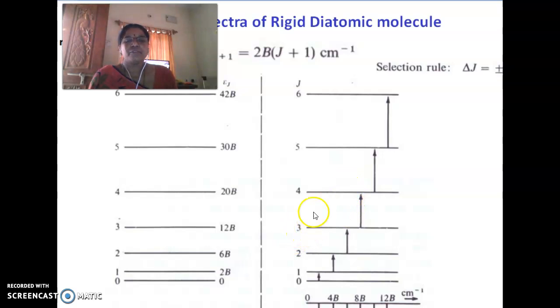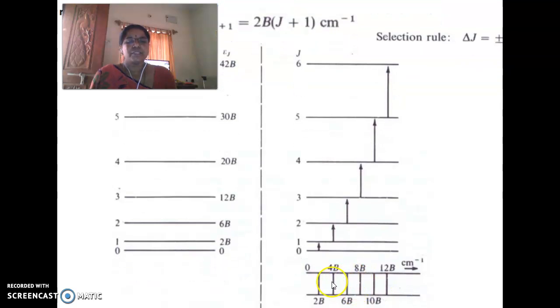Let us suppose we take 3 to 4. For 3 it is 12B, for 4 it is 20B, 20B minus 12B is 8B, here we got 8B. Like this, 5 to 6, 42 minus 30, 12B. So overall if you see 2B, 4B, 6B, the difference between successive lines is only 2B. Though it seemed that the spacing would increase as we go to the next higher energy levels, in this scenario we observe that the lines are equally spaced.